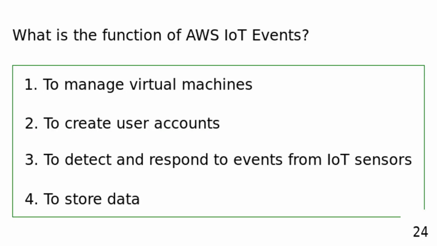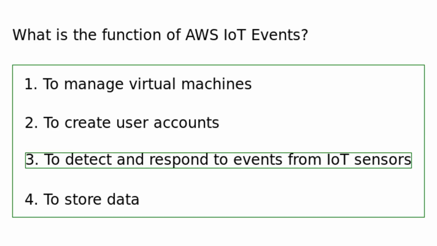What is the function of AWS IoT Events? To manage virtual machines. To create user accounts. To detect and respond to events from IoT sensors. To store data. AWS IoT Events detects and responds to events from IoT sensors, triggering actions based on predefined conditions.